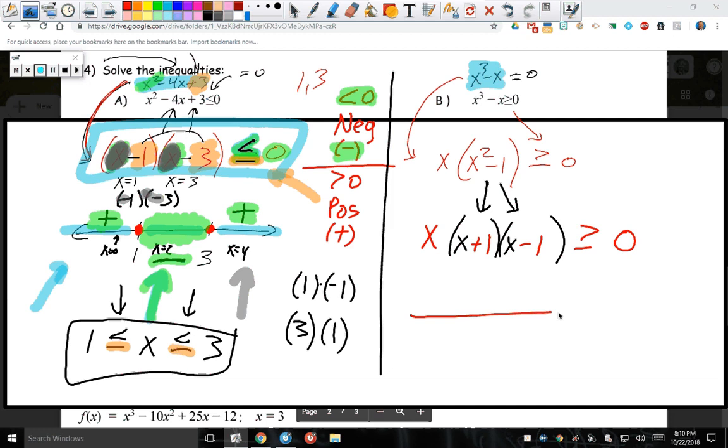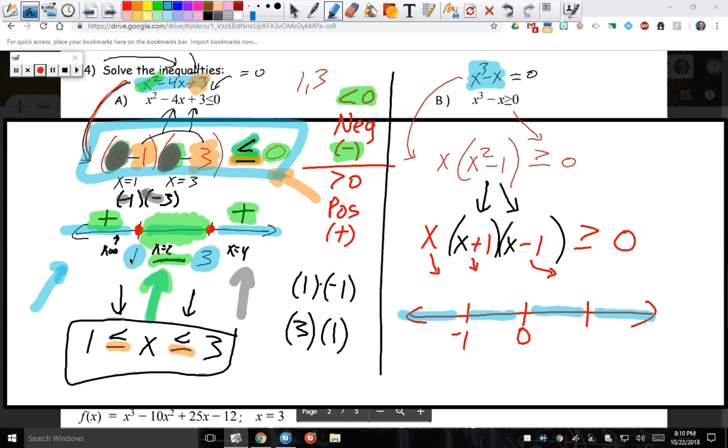So we're basically on this number line going to have 0. We're going to have negative 1. And we're going to have a positive 1. So when you have 3 zeros, you're going to test 4 intervals this time. See, on part A, we had only 2 zeros. That's why we tested 3 intervals.